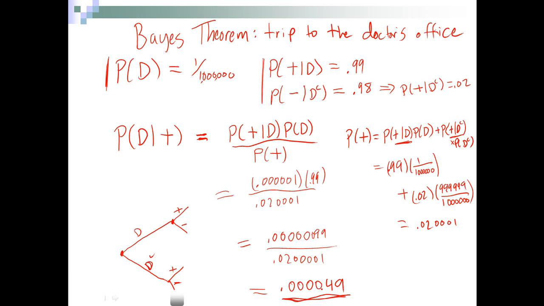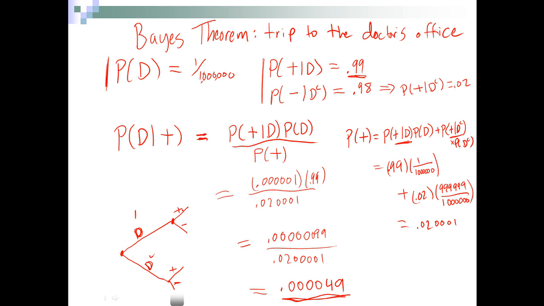Why is this number so small? Well, let's think about where these positive test results come from. If you had 1 million people, how many of those would have the disease? Well, it'd be just one person with the disease. And what's the probability that you're going to have a positive test result for that one person? Well, it's 99%. So of 1 million people, you're going to have basically one positive test result.